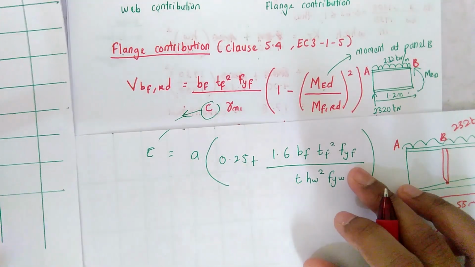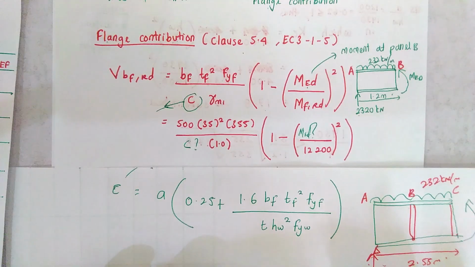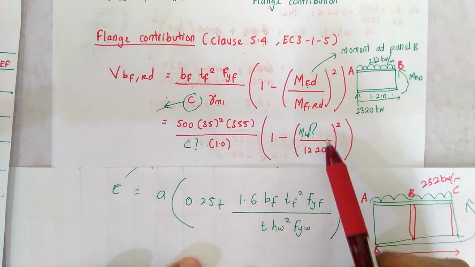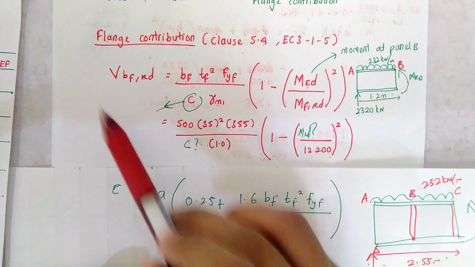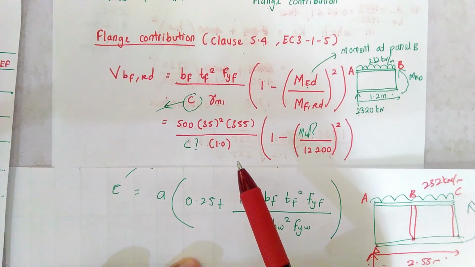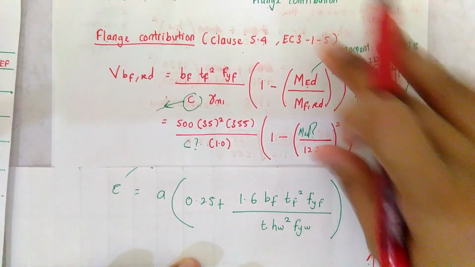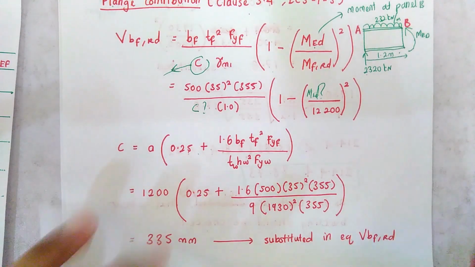Okay. All right, so now you know what is C and you know what is MED, because those are the parameters that we need to find to complete the check for flange contributions. Okay, so let's go to the next one.